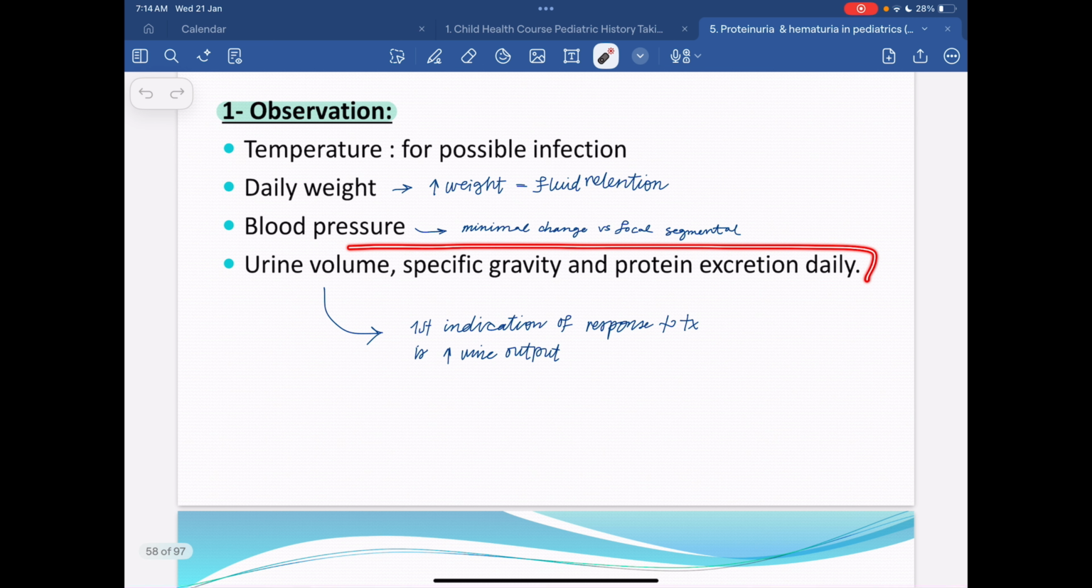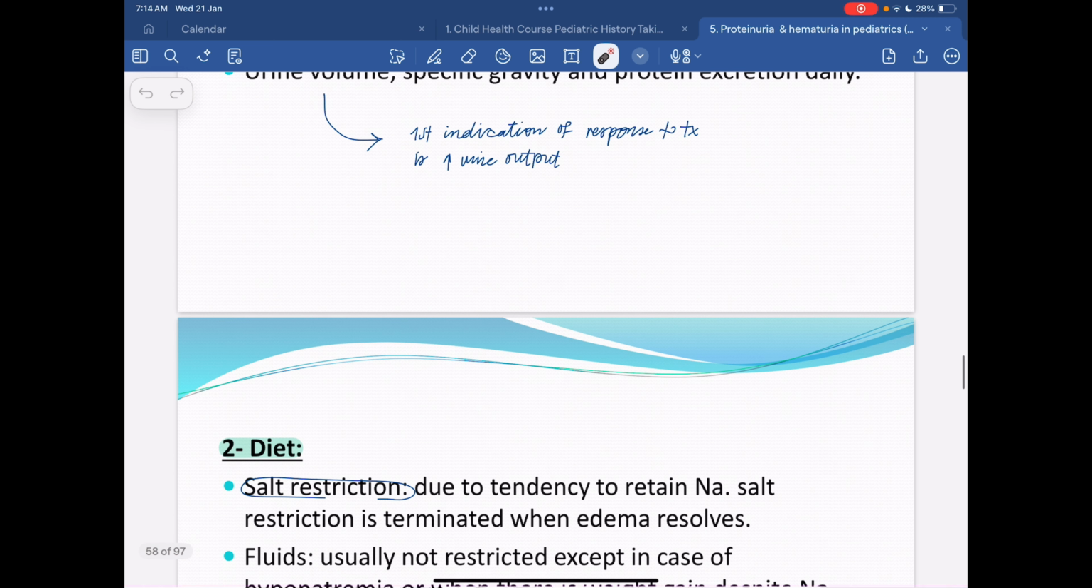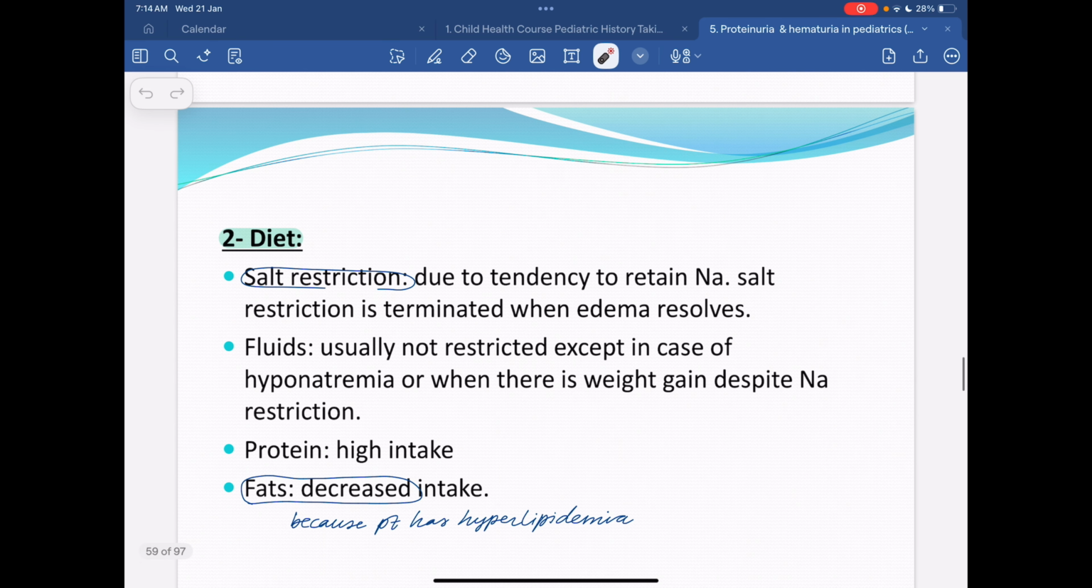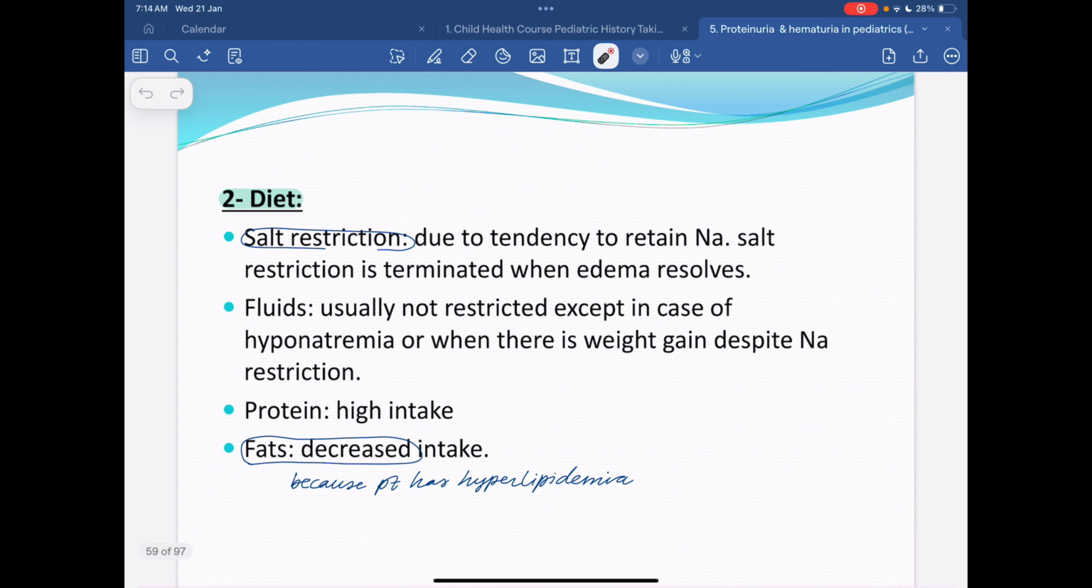This is the daily observation. Diet: the doctor said the most important two things: salt restriction and a low fat diet. Due to the tendency to retain sodium, salt restriction is terminated when edema resolves.